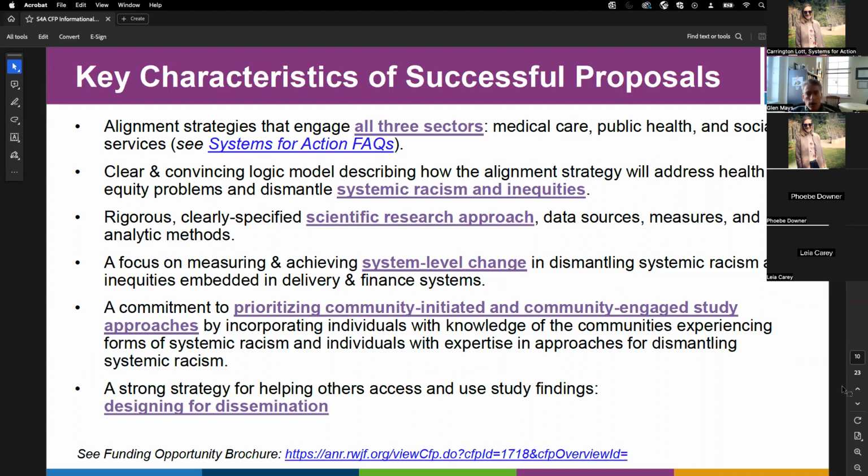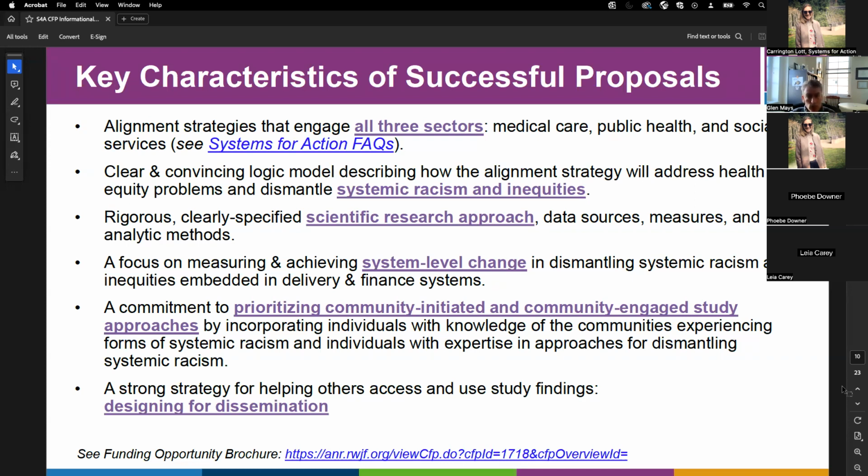Just a few points about key characteristics of successful proposals under this call. All proposals that are likely to be successful in this call should focus on engaging all three of the sectors that are of broad interest in the S4A program. That is the medical care sector, the public health sector, and the social services sector. And so, again, we're looking for proposals that can engage and align representatives from all three of those sectors in the system alignment solution to forms of structural racism.